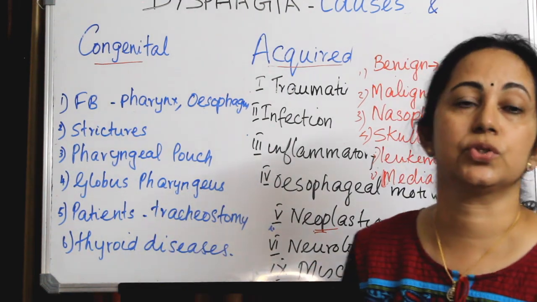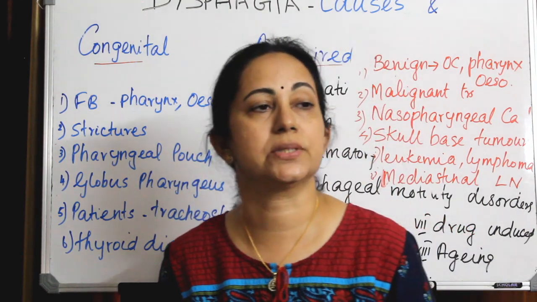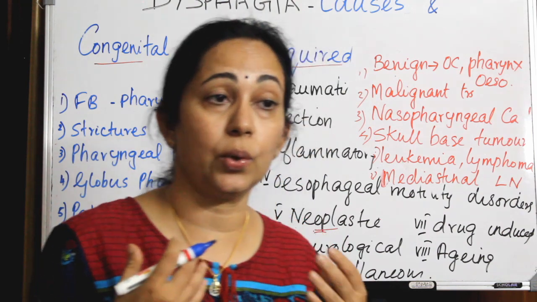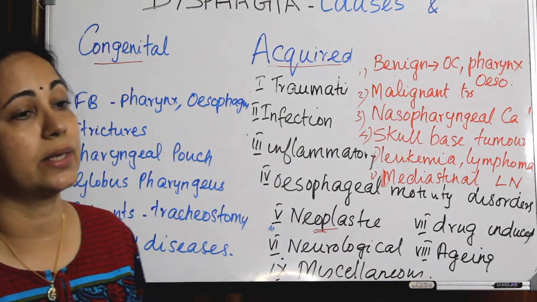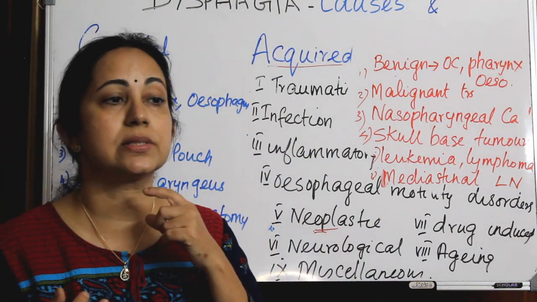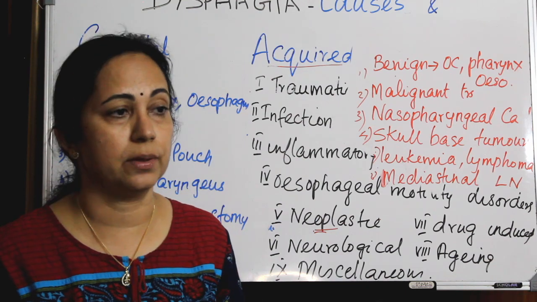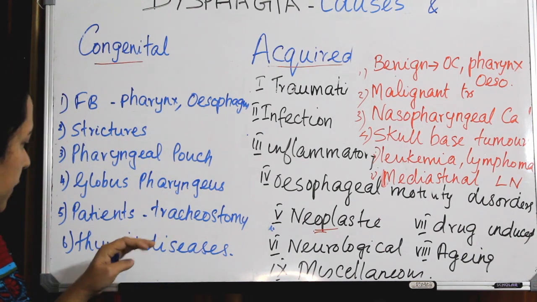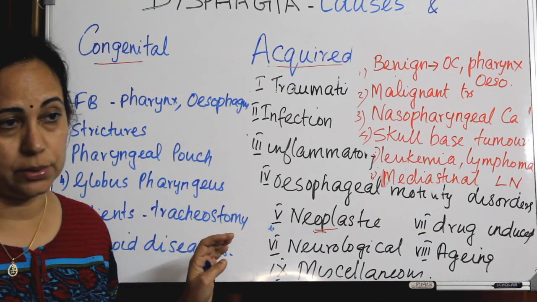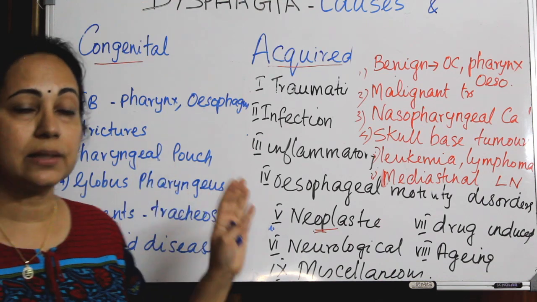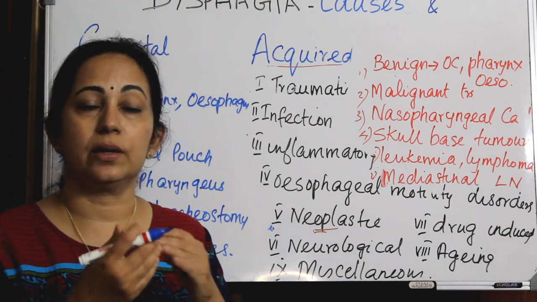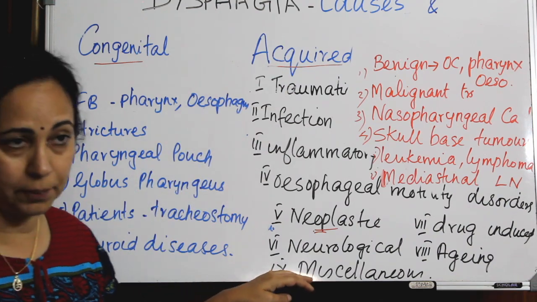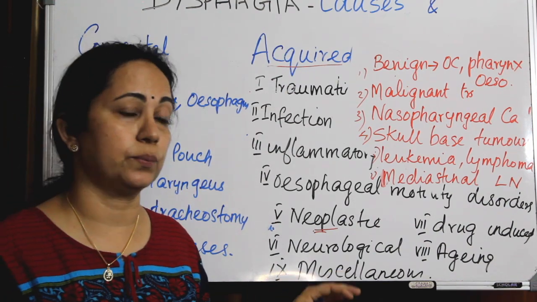And patients with tracheostomy. Why is there dysphagia in patients with tracheostomy? Because the elevation of the larynx while swallowing is interfered with by doing a tracheostomy, and also if there is a cuffed tracheostomy tube and the cuff is overinflated, again that will cause dysphagia, and also thyroid disorders. So these are the causes of dysphagia, which we can divide into congenital and acquired. Acquired again under these 9 subheadings, so that you should be thorough.